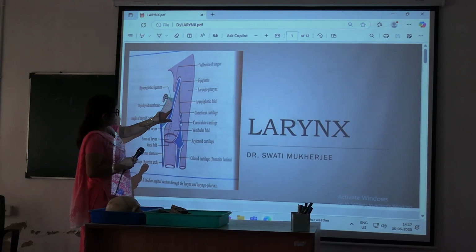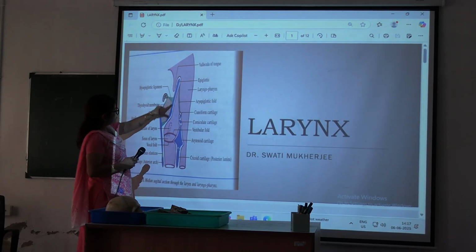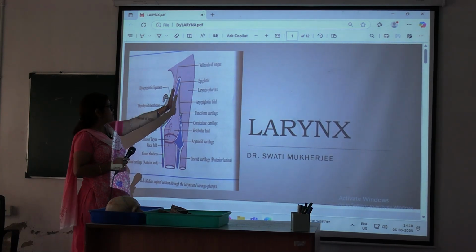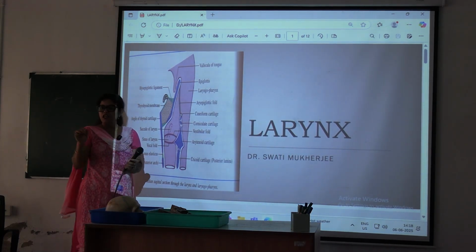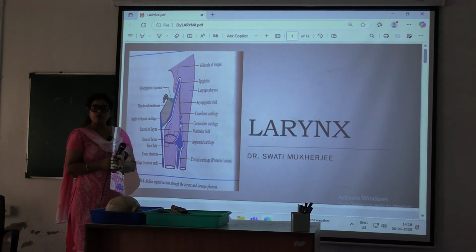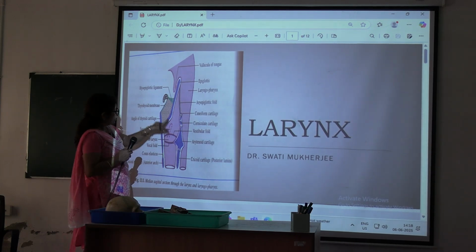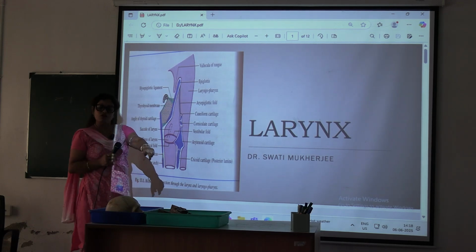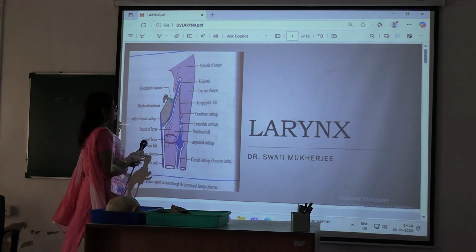Now from the epiglottis, it extends to the back of the tongue, the posterior one third of the tongue, and it is attached to the posterior one third of the tongue by the median glossoepiglottic fold and also the lateral glossoepiglottic fold. Now when we go through the inlet of the larynx, I will show you in the next specimen.